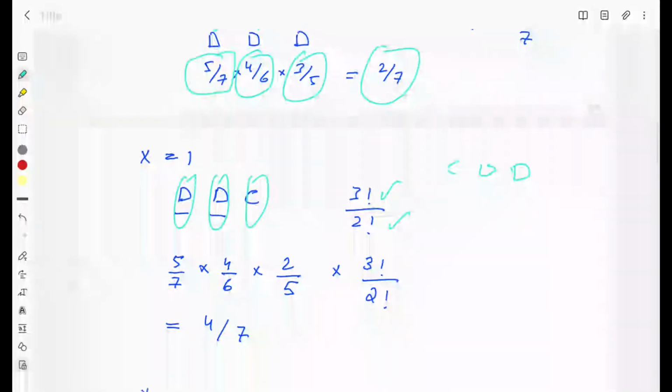Now you will write the probability. The probability of getting the first dog is 5 over 7. There are altogether 5 dogs and the total is 7. The second dog is 1 less, 4 over 6. There are 2 cats, so the probability of getting a cat is 2 over 5. You multiply it by the permutation of this whole arrangement, and your final answer is 4 over 7.